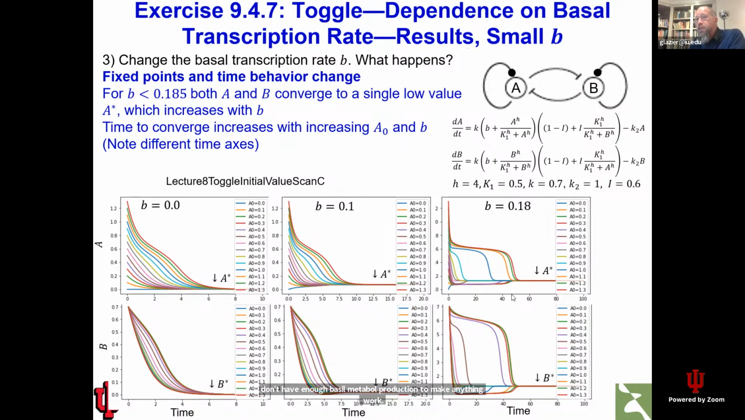But if you look at these B equals 0.18, you'll see that the value of A will drop rapidly and then hang out around 0.5, 0.6 for a while and then go to the low value. And that is happening because you're getting near a bifurcation where you get a second stable fixed point. And so this is what you call a ghost of a fixed point. It's not there yet, but you're getting close to it.